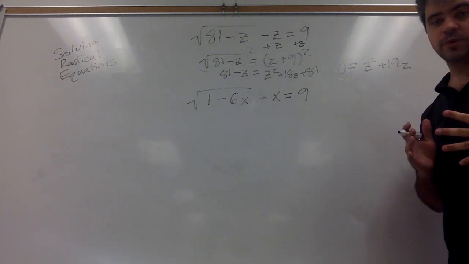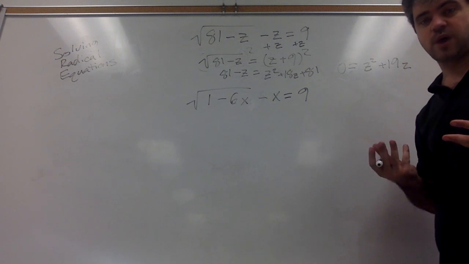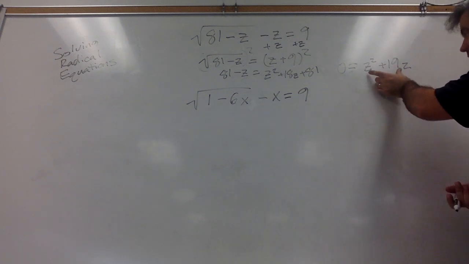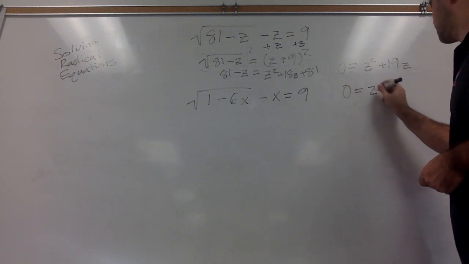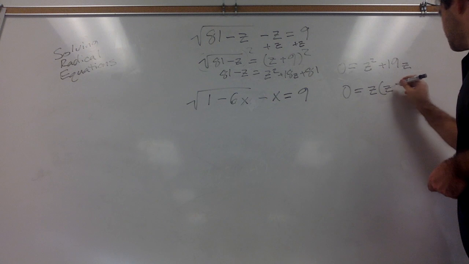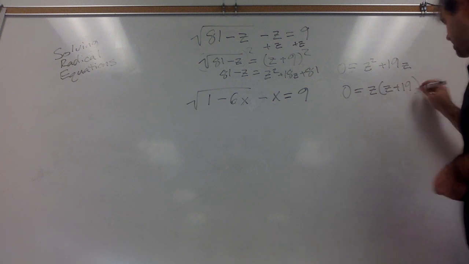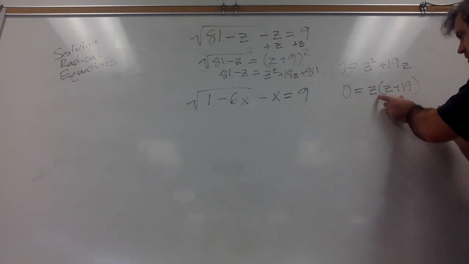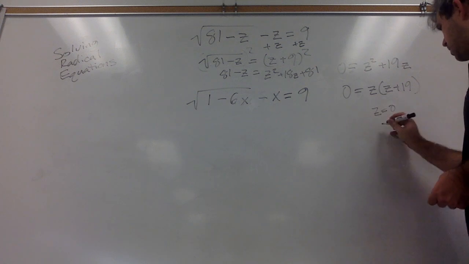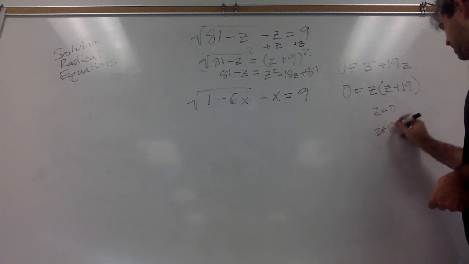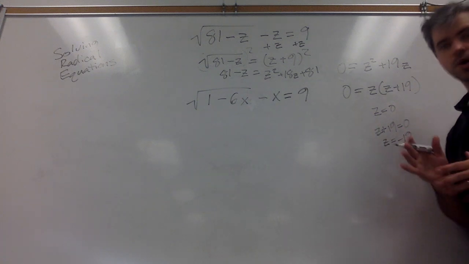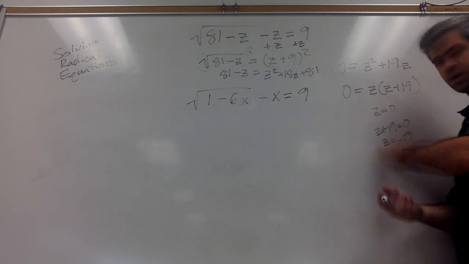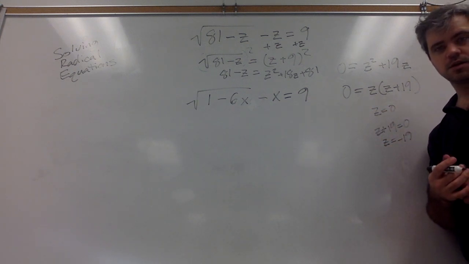Now, since this is a binomial, we should be able to use either difference of squares or greatest common factor. I see a greatest common factor, z times z plus 19. Okay, well, z equals 0, z plus 19 equals 0, so z equals negative 19. Okay, so my two solutions are 0 and negative 19.